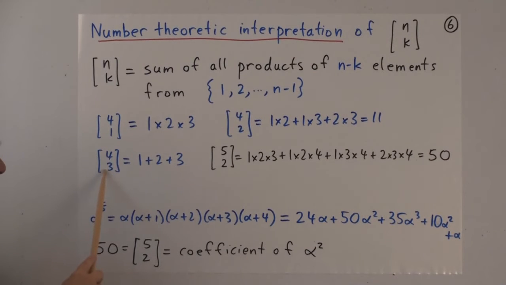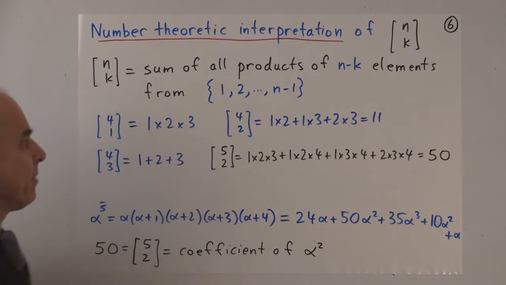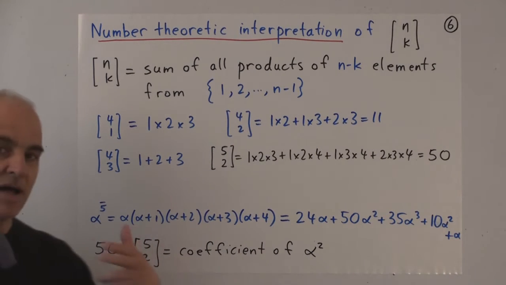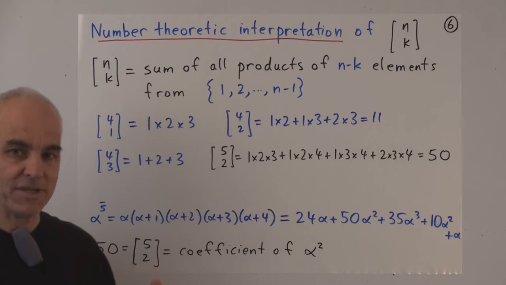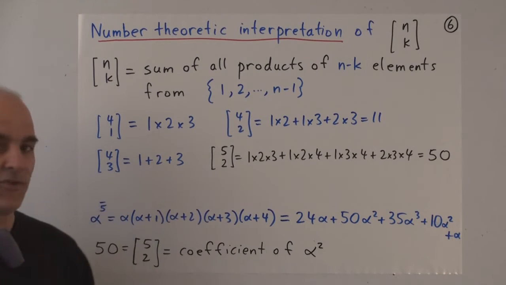What would 4 bracket 3 be? That would be the sum of all the products of 4 minus 3, in other words, 1 element from the set 1, 2, 3. So there are 3 possible products that we could take. Just the singleton 1, just the singleton 2, just the singleton 3, and there's the sum. It's also 6.